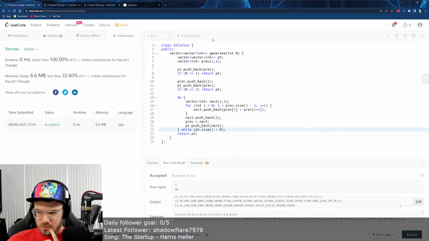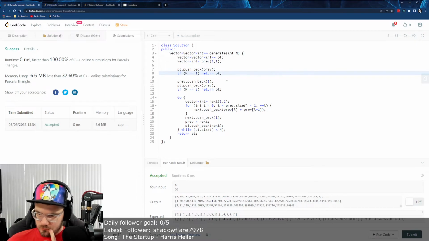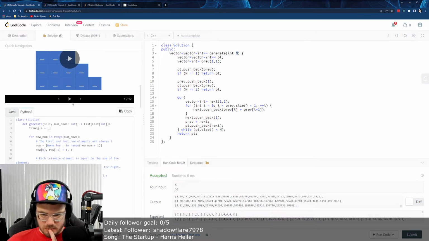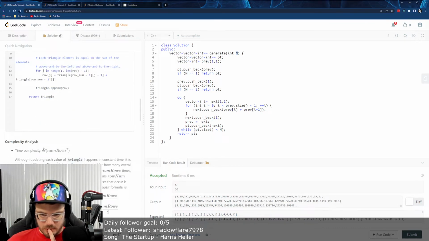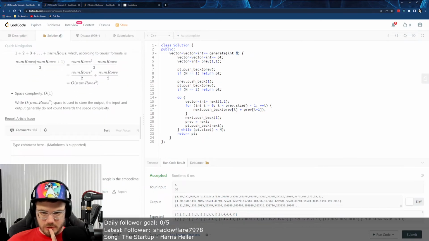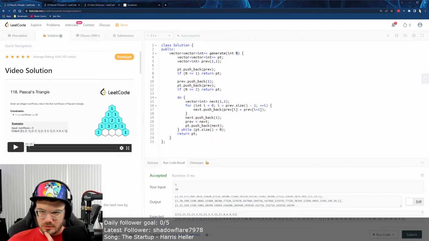I mean, it's linear time, linear on the number of rows. No, I mean, I guess you'd say it's n squared, right? Because the row length is also increasing at a rate of n. Yeah, time complexity is num rows squared. There probably isn't a better way.